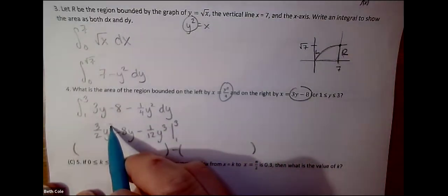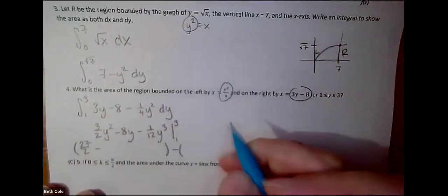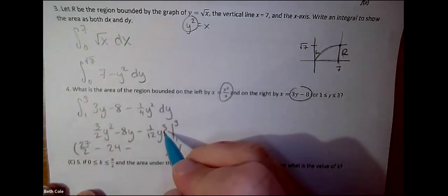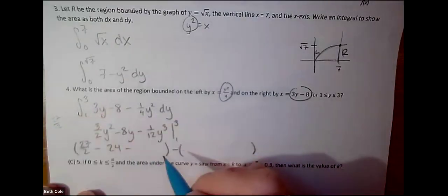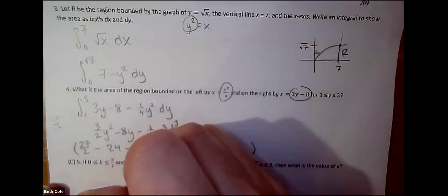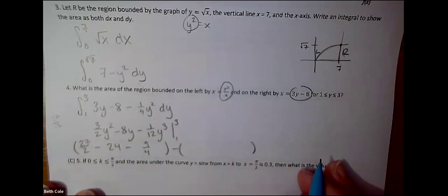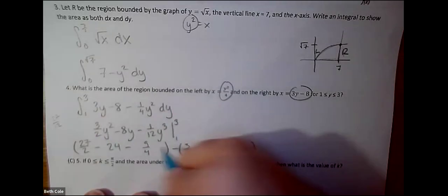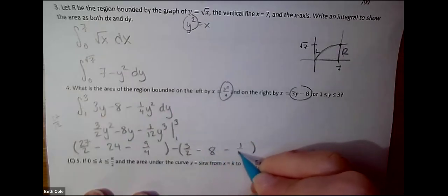Plugging in 3. 3 squared is 9. 9 times 3 is 27. So 27 halves. 3 times 8 is 24. 3 cubed is 27. And then we want to do twelfths. So let me see. 27 twelfths. They'll both divide by 3. So that would be 9/4. Just wrote it off to the side so that I could see it. All right, now plugging in 1, that's going to be 3/2 minus 8 minus 1/12.